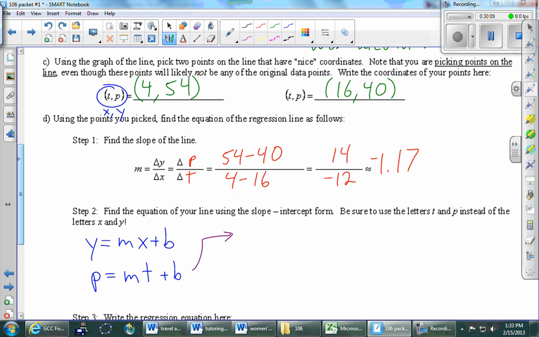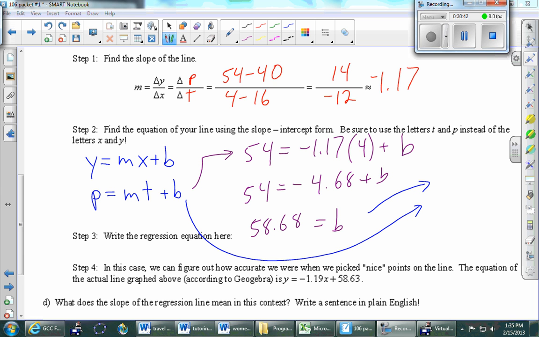Okay, we can pick either point in green. Let's just pick the same one. Can we pick the first one? 4 and 54. So instead of p, what are we putting? 54 equals, instead of m, negative 1.17. Instead of t, 4. Instead of b, b. We don't know it. That's what we're trying to find. See if you can solve that equation for b.